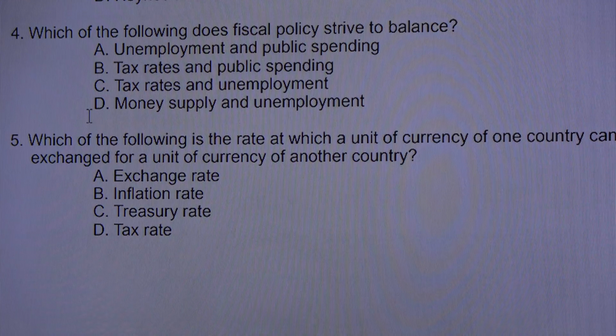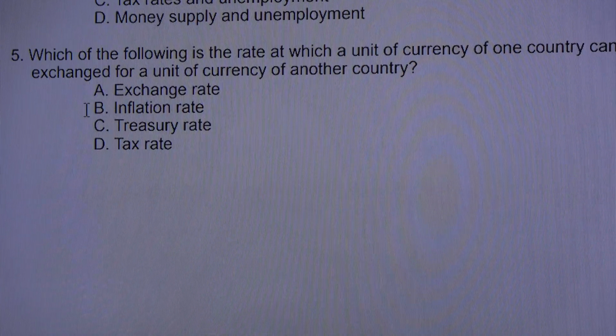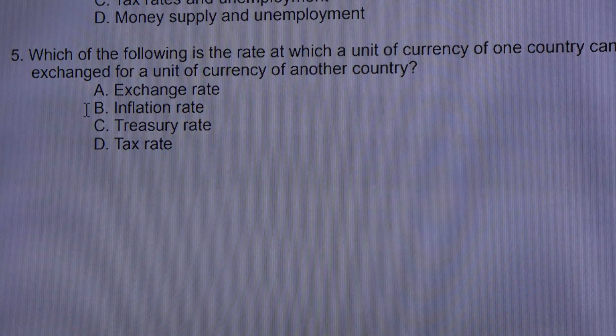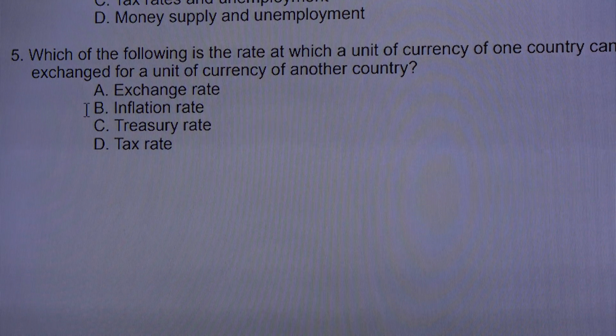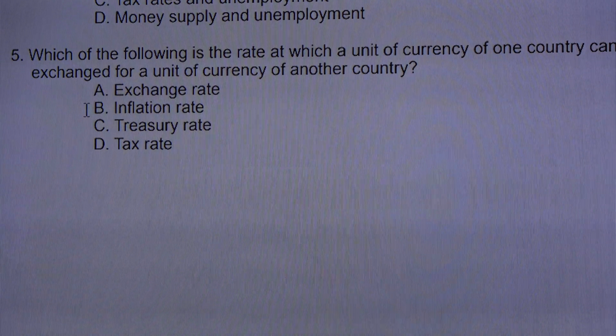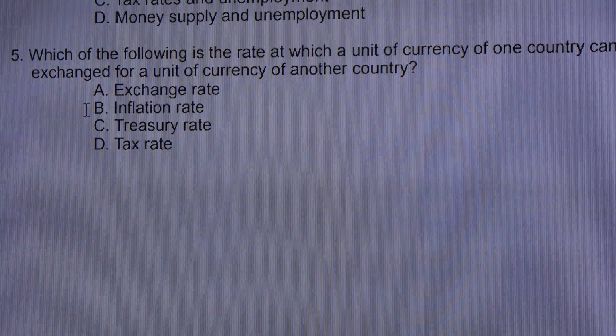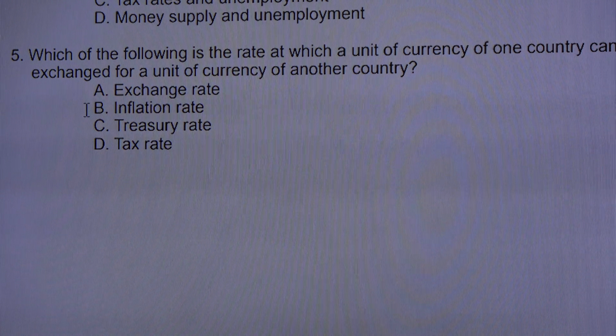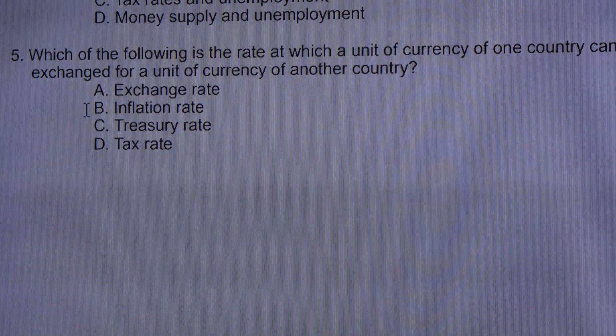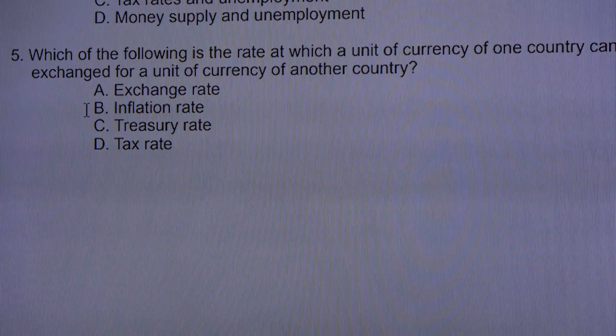Number five, which of the following is the rate at which a unit of currency of one country can be exchanged for a unit of currency of another country? Is it the exchange rate, the inflation rate, the treasury rate, or the tax rate? The answer is A. It's the exchange rate.